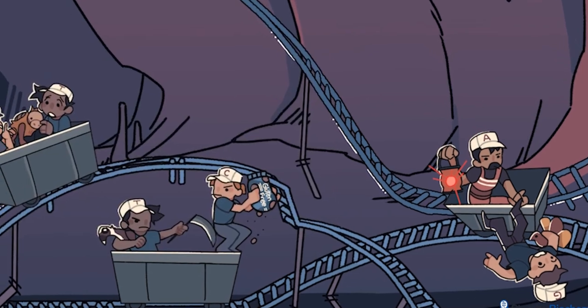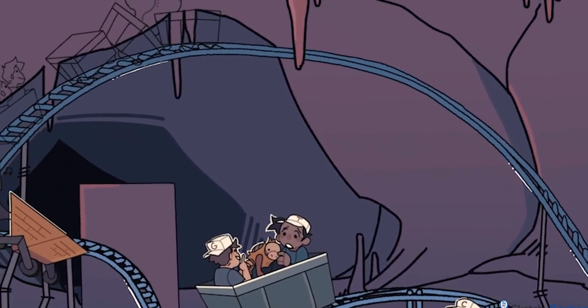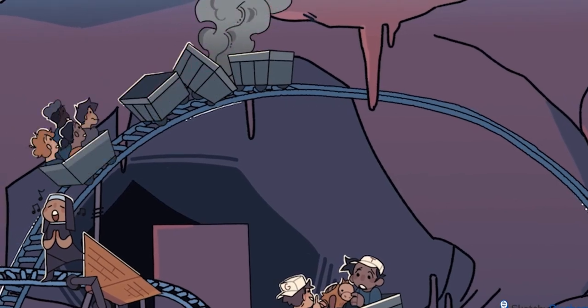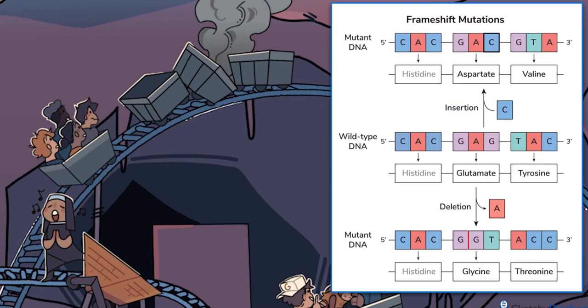Time to change gears and discuss frame shift mutations, which disrupt the reading frame. They're caused by adding or subtracting any number of nucleotides not divisible by 3. Why is this important? Well, remember that 3 nucleotides make up a single codon and code for a given amino acid.